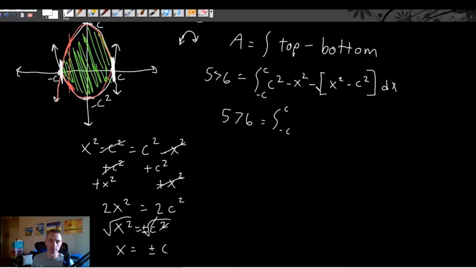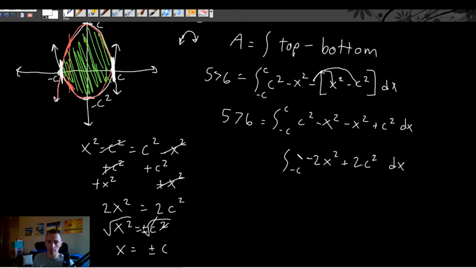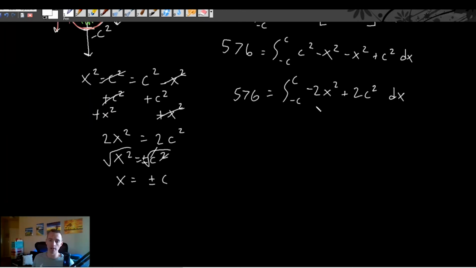To simplify this, we'll go ahead and distribute the negative sign. This stuff isn't going to change out here, but we get negative x squared, so the negative distributes in there, and then the negative will distribute in here. Negative, negative are going to cancel, and we're going to get plus c squared. Then we can combine our like terms. So we have negative x squared minus x squared is minus 2x squared. c squared plus c squared is plus 2c squared. So now we can go ahead and integrate this.